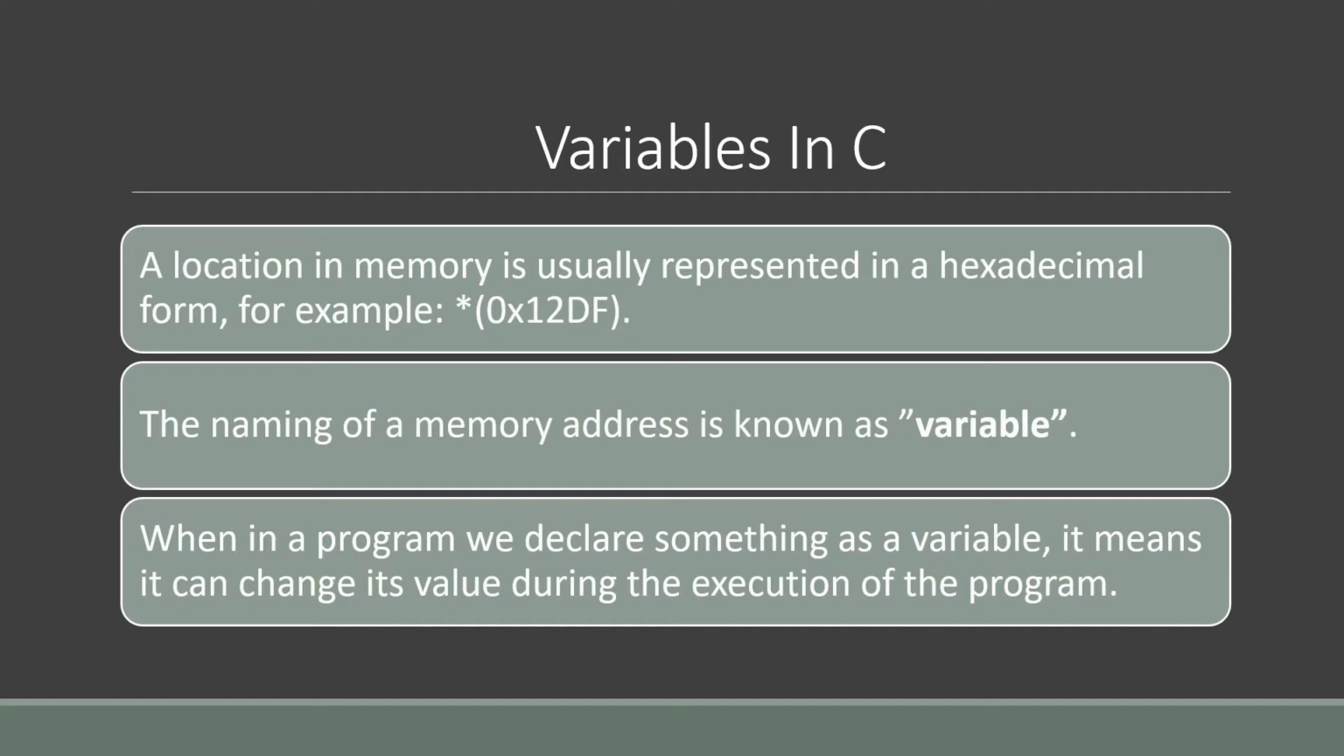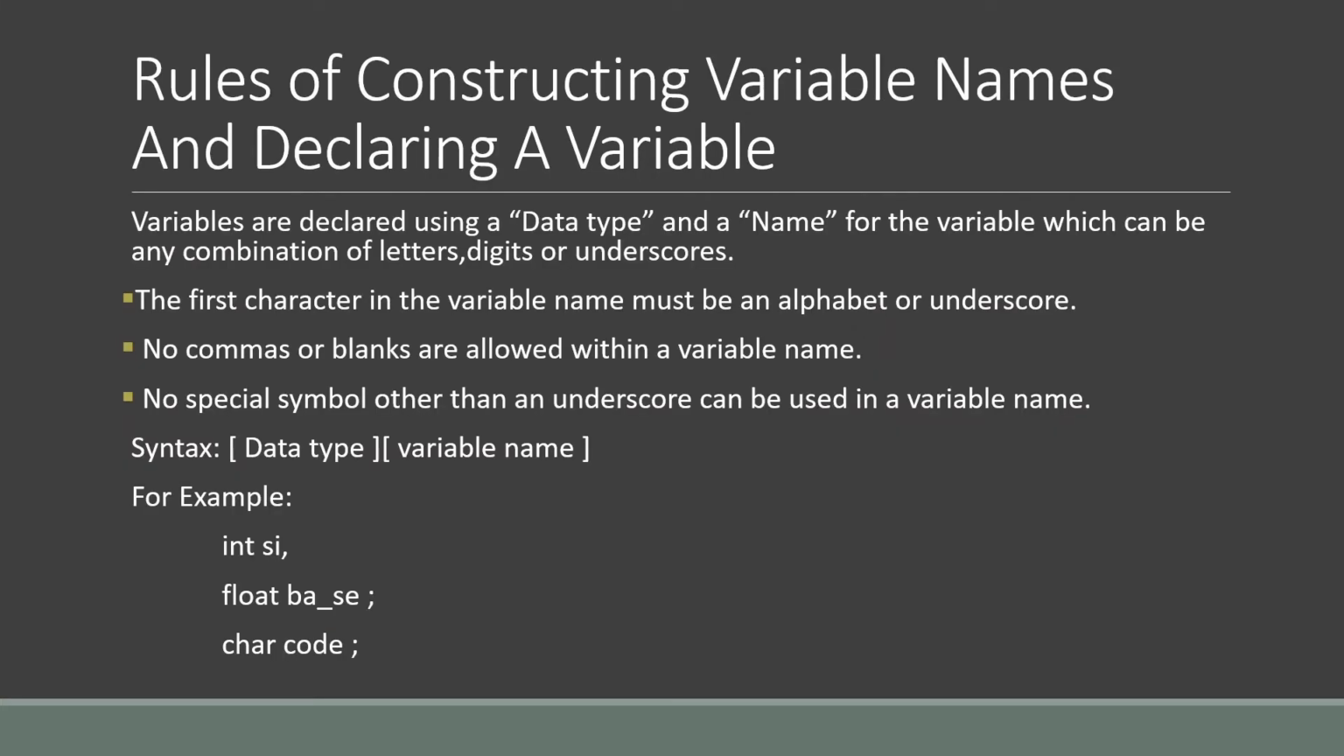To solve this, our operating system provides us with an option to create files and folders and allows us to name them accordingly. The naming of a memory address is known as a variable. When in a program we declare something as a variable, it means it can change its value during the execution of the program. Now let's take a look at the rules of constructing variable names and let's see how to declare a variable.